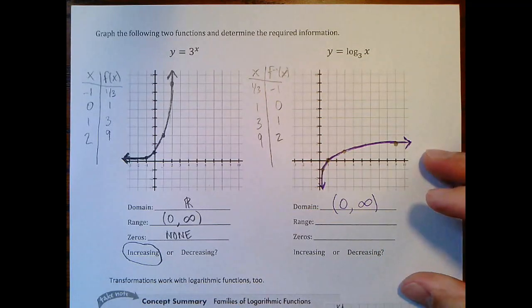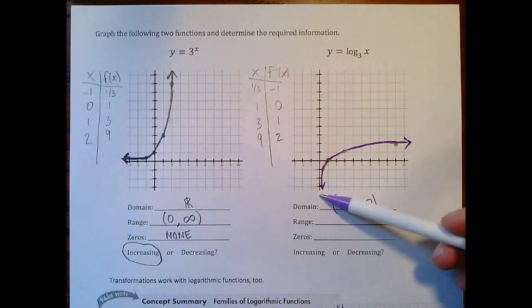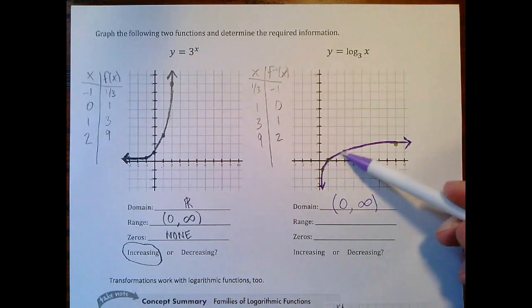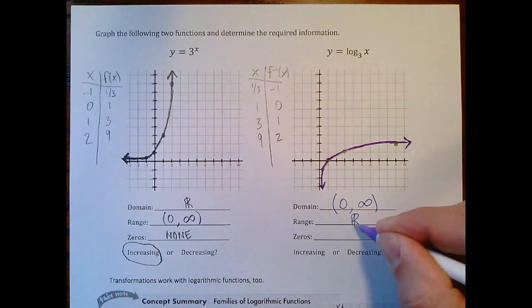How about the range? The range deals with the y-coordinate. So what is the lowest that the graph goes? It goes down to negative infinity. It goes down forever. What's the highest that it goes? Well, as it's moving to the right, it's also moving up. It's going to go up forever. So it goes from negative infinity to positive infinity, which is all real numbers.